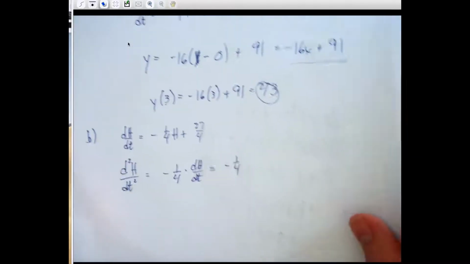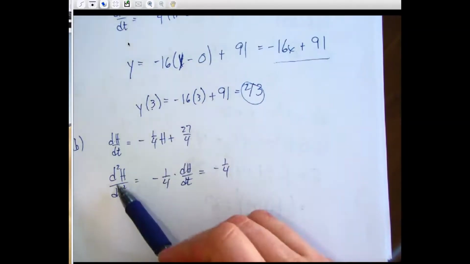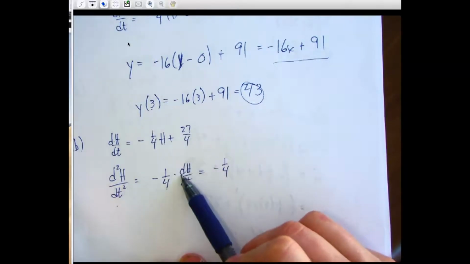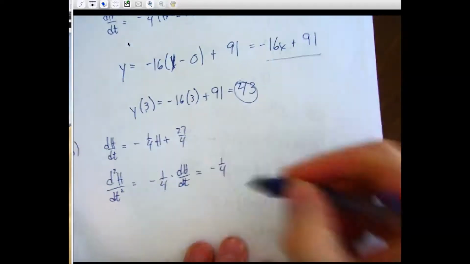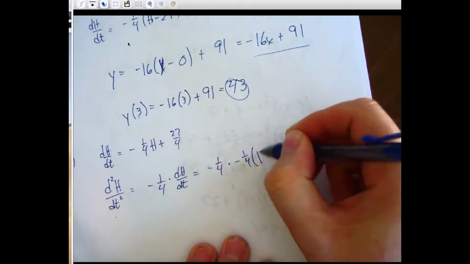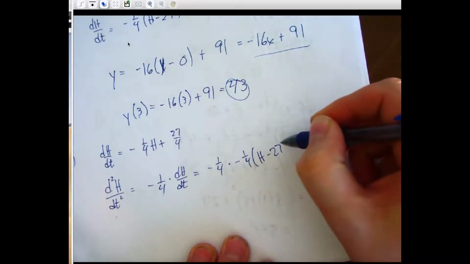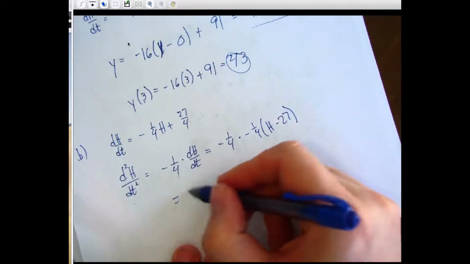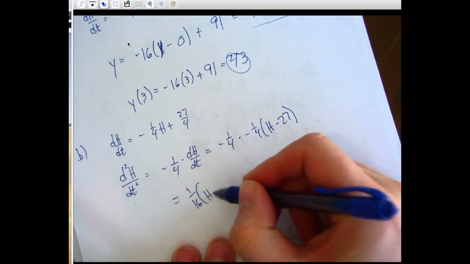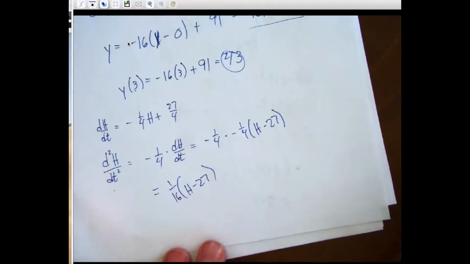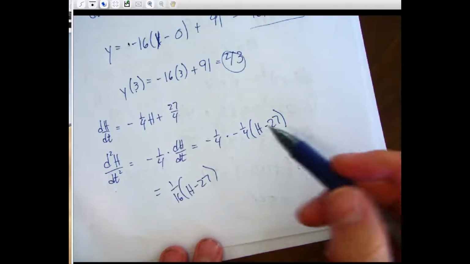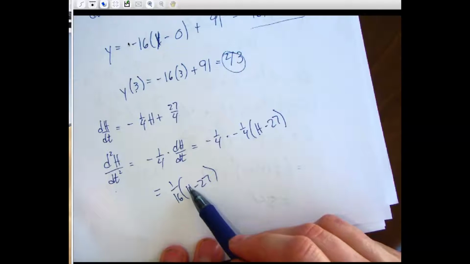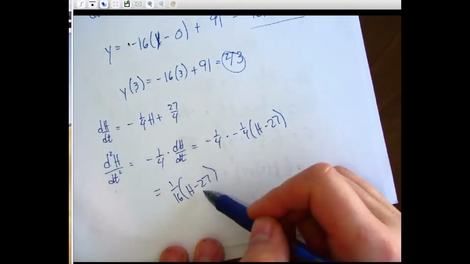Just realized I never finished this problem. So dh dt is here. The second derivative of -1/4 h should be -1/4 times dh over dt. Well, dh over dt was -1/4 times h minus 27. So what we actually get here is a positive 1/16 times h minus 27. And then h is 91, or h, it doesn't really matter. h is going to be a positive number. So this second derivative comes out positive.